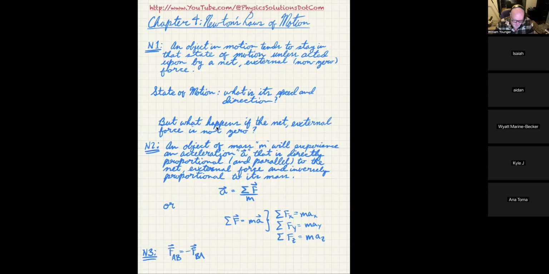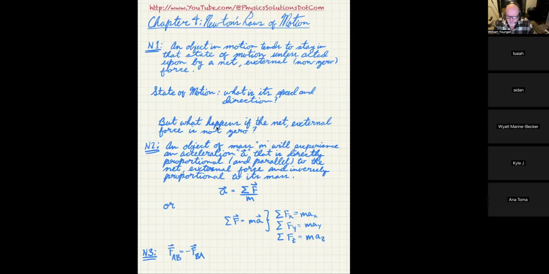I wrote as N1: an object in motion tends to stay in that state of motion. That's a key thing there. I'm saying it's staying in that state of motion. Whatever state of motion means, I'm going to answer that in a second. But an object in motion tends to stay in that state of motion unless acted upon by a net external (non-zero) force. Okay. Net.